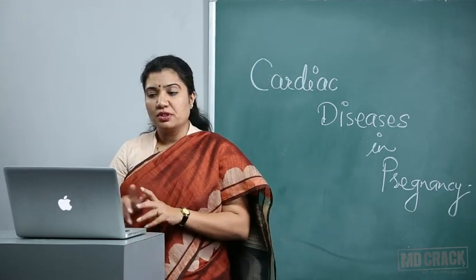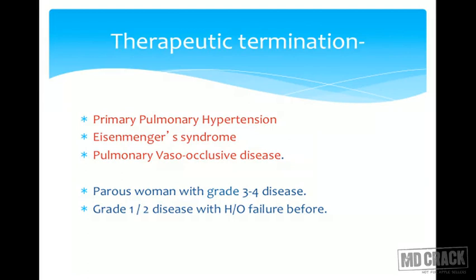What are the indications? Pregnancy can be terminated therapeutically in patients with primary pulmonary hypertension, Eisenmenger syndrome, and pulmonary vaso-occlusive disease. Counsel the patient, tell her the risk, and if she wants, go ahead with termination because it is a high-risk pregnancy. A parous woman who has children, if she has NYHA grade 3 or 4 disease, please discourage her from going ahead with the pregnancy. Tell her about the mortality and terminate the pregnancy if she agrees.